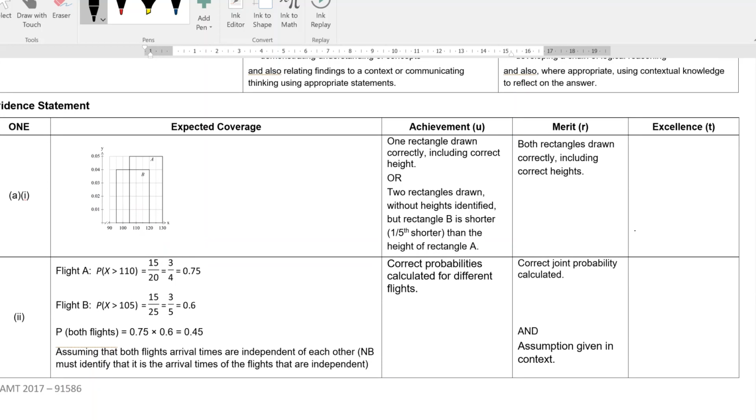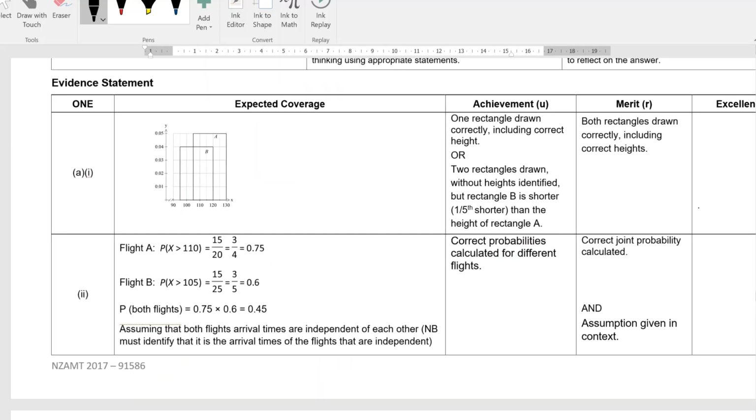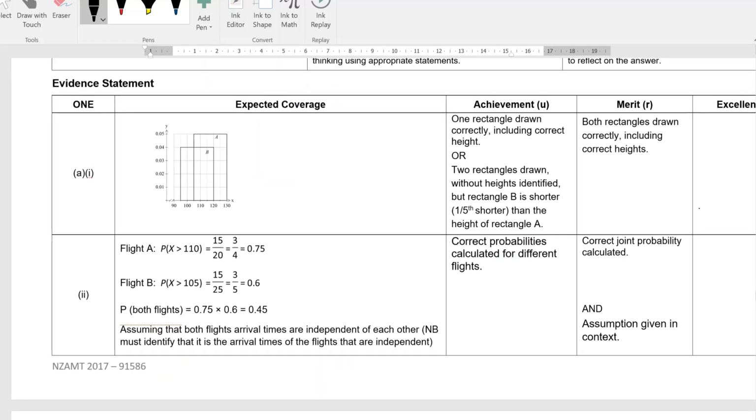And also correct joint probability. Joint probability is a fancy term for just the chance of both things happening. So that had to be calculated, and the assumption given in context. And their assumption, they said, was assuming that both flights' arrival times are independent of each other. And it says, no, must identify that it is the arrival times of the flights that are independent.